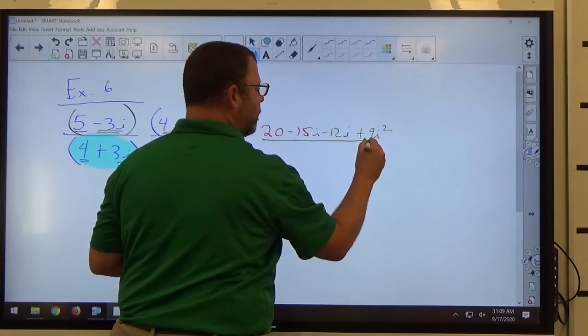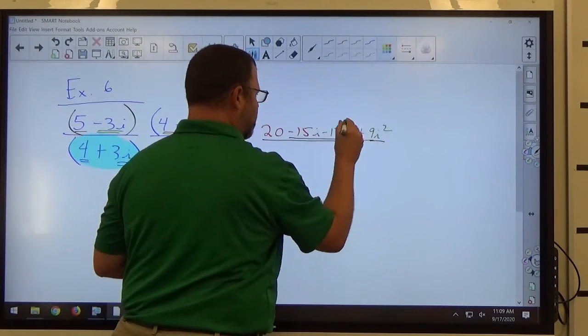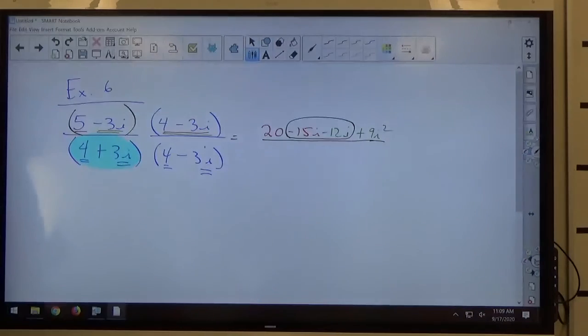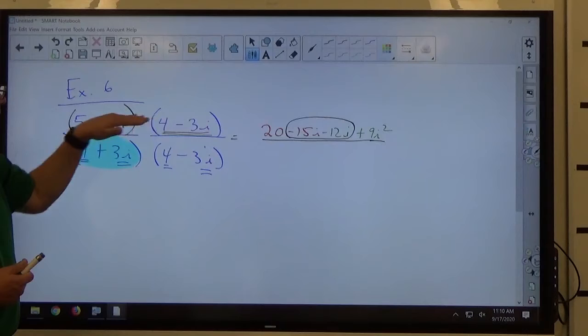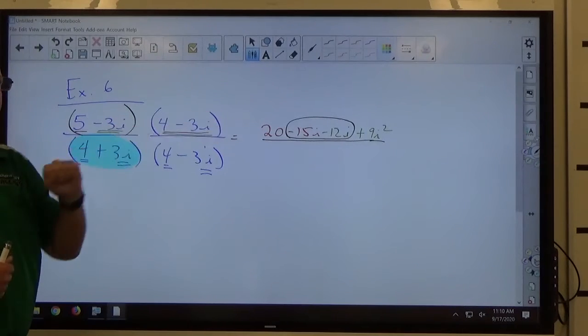Notice on top, these don't cancel. It doesn't matter. i is allowed to be on top. We need i to cancel on the bottom. Again, that's what we're creating here with this structure. Typically on top, you're going to be left with an imaginary number almost every time. So, again, 5 times both things, negative 3i times both things creates that product.